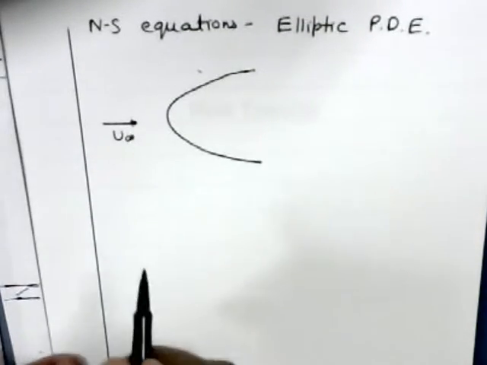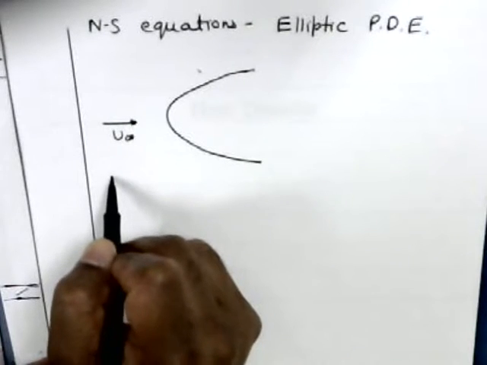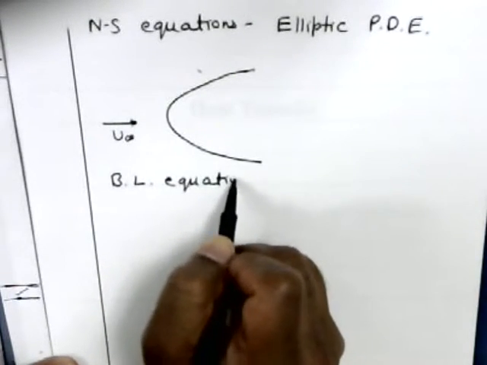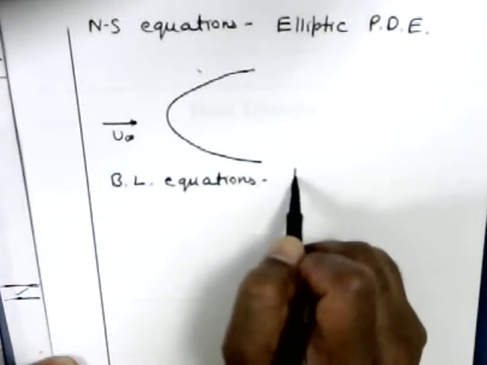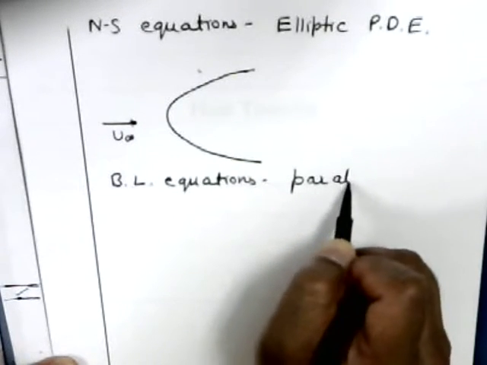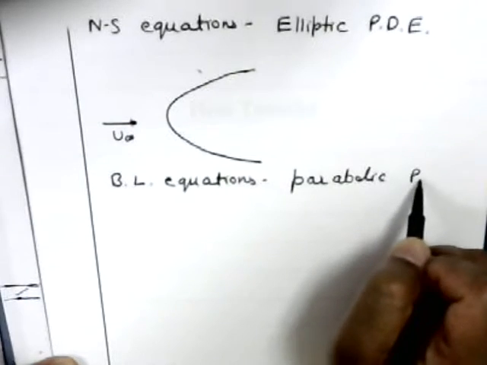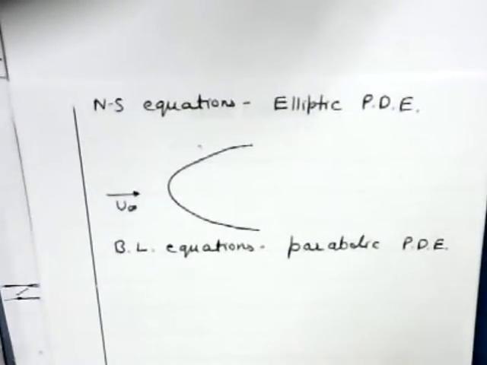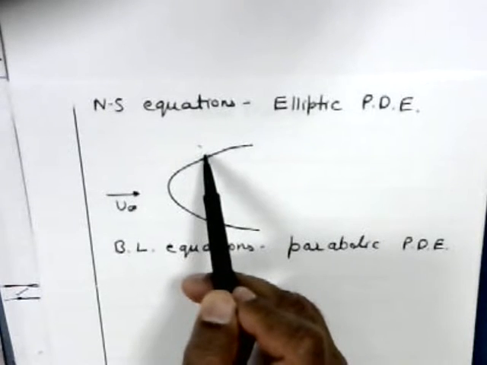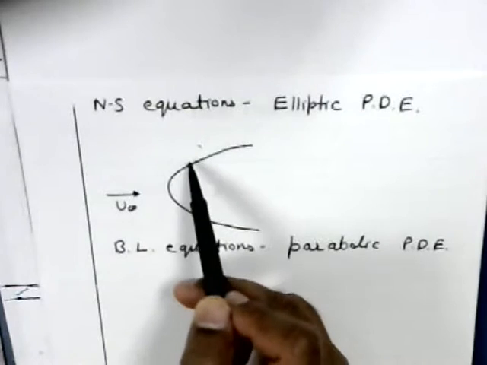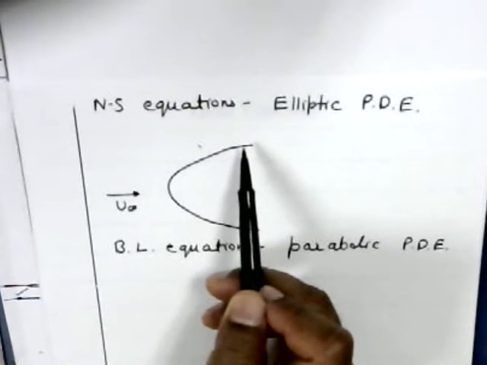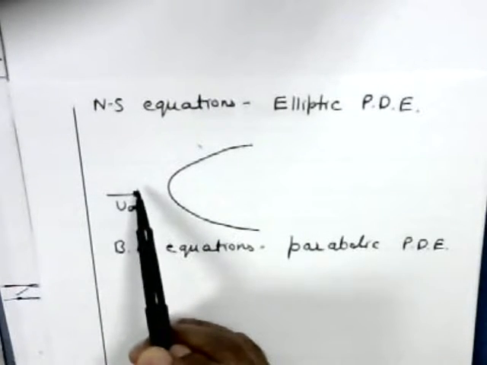Whereas if the equation is parabolic, like the boundary layer equations we got, okay, those equations are parabolic. For parabolic equations, the solution at this point depends only on the solution in this region, the upstream region. It does not depend on downstream. Okay, so that's the advantage. And because of that, we can march.